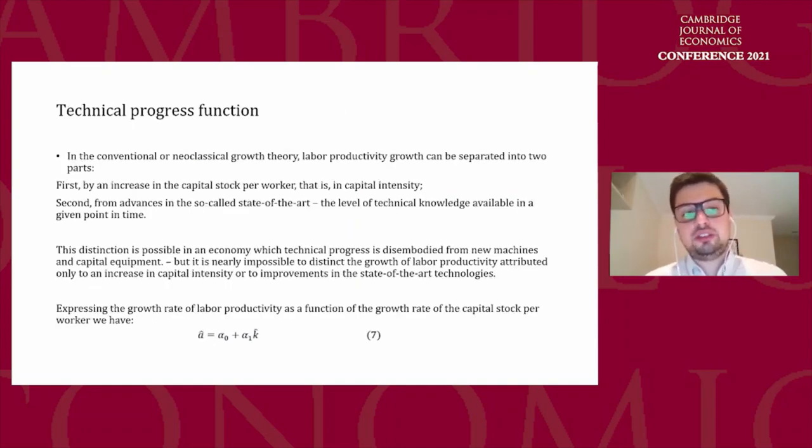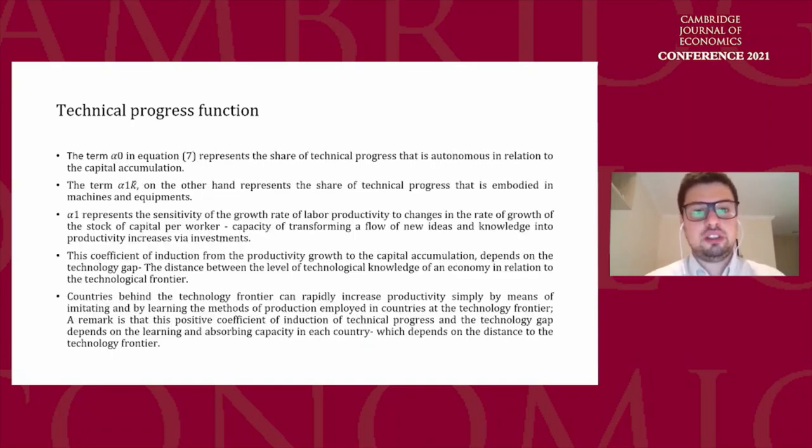In the technical progress function, in conventional or neoclassical economic theory, labor productivity can be separated in two: first, an increase in capital stock per worker, that is, in capital intensity, and second, advances in the state of the art of technology. For the post-Keynesian and for this type of model that we are observing, it's not possible to distinguish clearly between technological progress that is disembodied and that which comes from new machines and capital equipment. Therefore, we express the growth rate of labor productivity as a function of the growth rate of the capital stock per worker in equation 7.